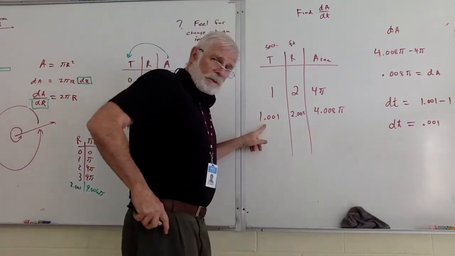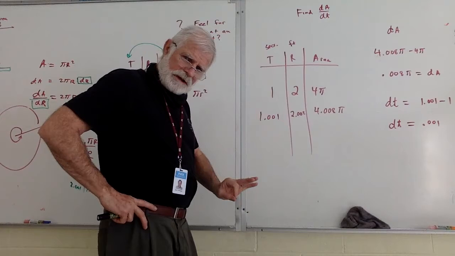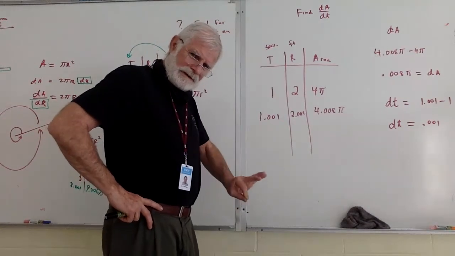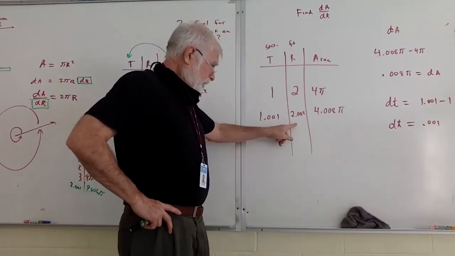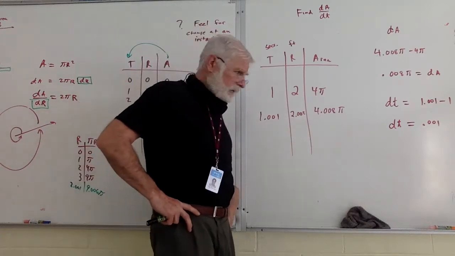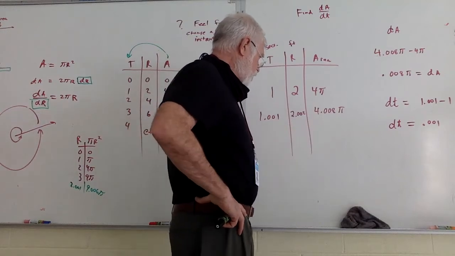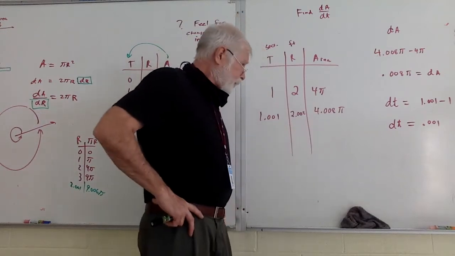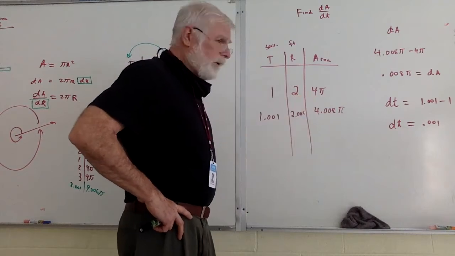So I'm going to go to 1.001. I'm going to use that as kind of a change, an instant. Boom. And I doubled it, 2.002. And I went to the calculator, and I squared it. I didn't need to really, but I squared it, 4.008 pi. And so I can see my change in area here pretty easily.